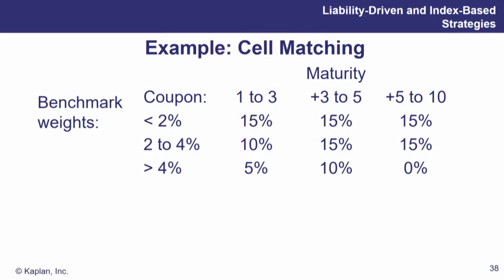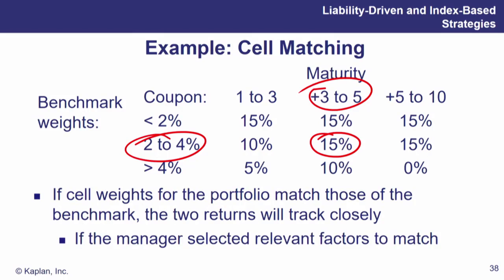So suppose for our benchmark, we decide the things we're interested in are the maturity and the coupon rate of the bonds. And we look at the index and analyze, and we determine, for example, that in the 3 to 5 year maturity range, with coupons of 2 to 4%, the index allocates 15% to that cell. So if we put the same allocation in our portfolio in terms of exposure to different coupons and maturities, we're matching the index. So we need to match the exposures in each one of these cells in our portfolio.